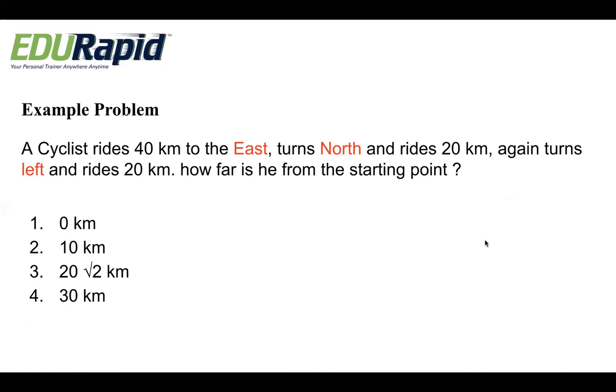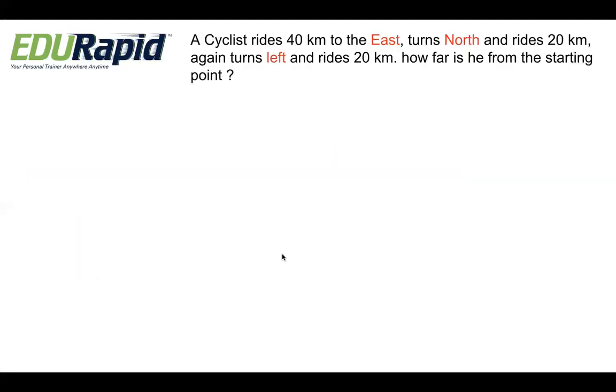Now by this time you should be visualizing where he is going and how far he is from the starting point. So the given options are 0 kilometers, 10 kilometers, 20 into square root of 2 kilometers, and 30 kilometers. This is a very typical question. I want you to be a little careful and understand this problem. So let's look at the solution.